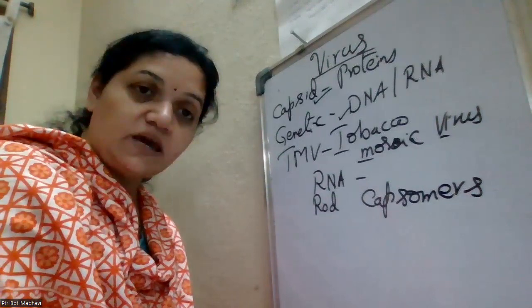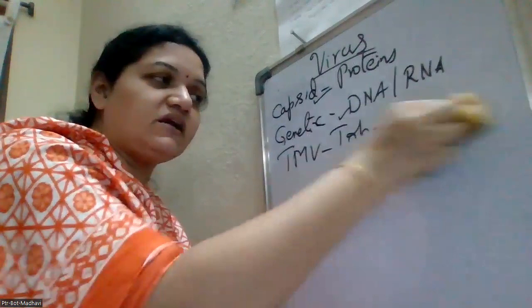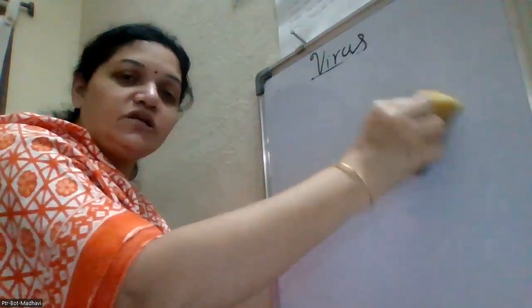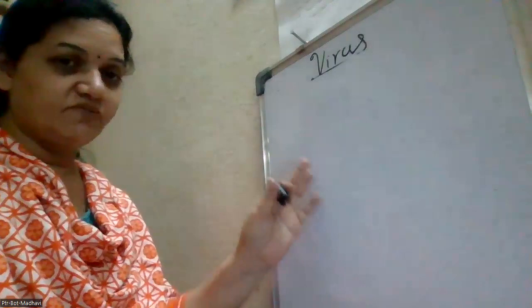These capsomers have the capacity to cause infection, as does the genetic material. Once the capsomers are there, they can make the body of the organism. And if only the protein coat is there, the protein coat can make its genetic material again. So if any one of them is present, it is sufficient to get the infection. That is the viral organism.